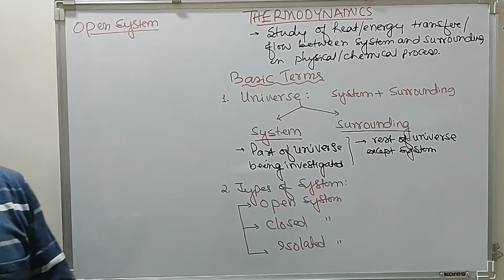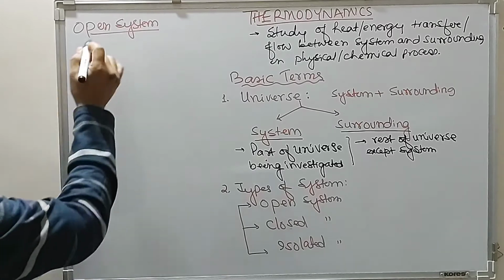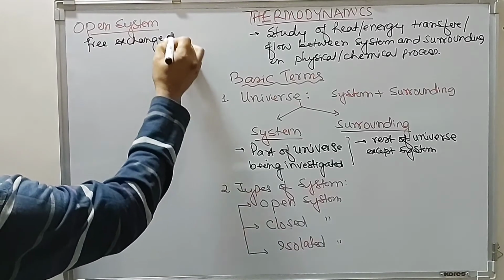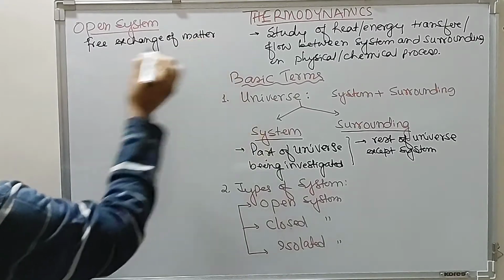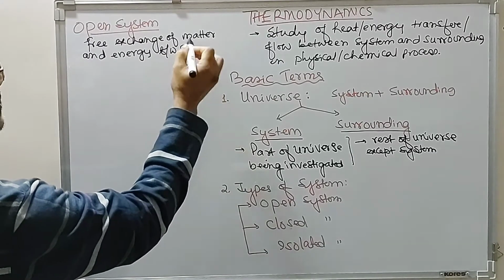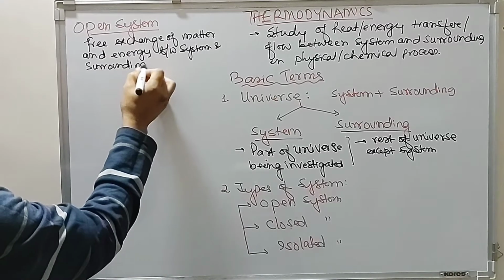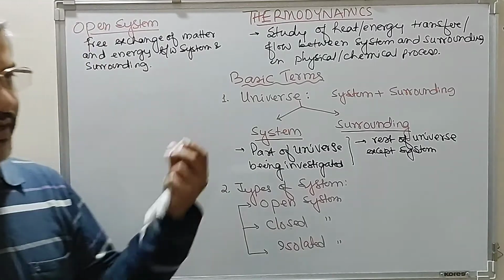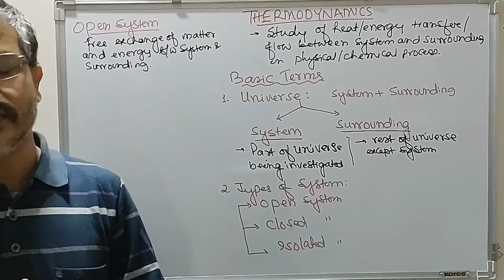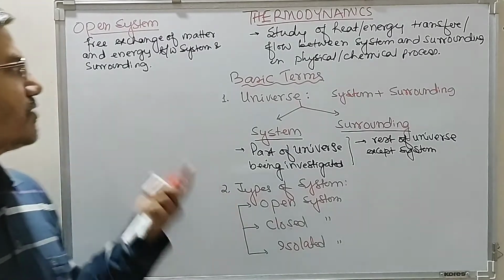In an open system, there is free exchange or free flow of heat and matter between the system and the surrounding. Free exchange of matter and energy between system and surrounding, that is an open system. That means in an open system there can be exchange of energy between the system and the surrounding, and there is also exchange of matter, meaning the amount can be exchanged between system and surrounding. That is what we call an open system.